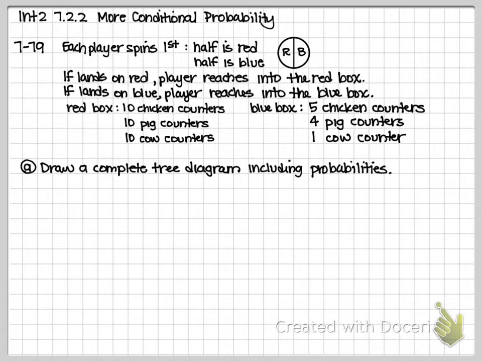So we know that first, every player is going to spin. The spinner itself is half red, half blue. If it lands on red, they reach into the red box. If it lands on blue, they reach into the blue box. Okay. So then we know that within the red box, there are certain counters. Then within the blue box, there are certain counters, and I have them drawn out here for you.